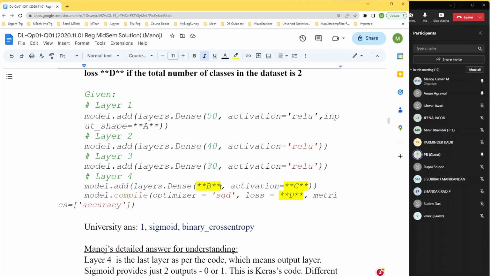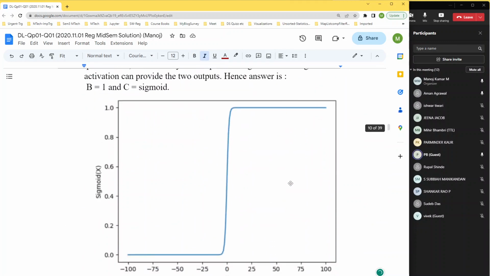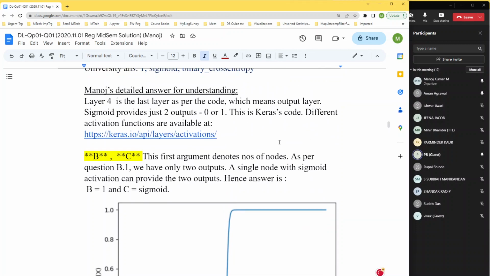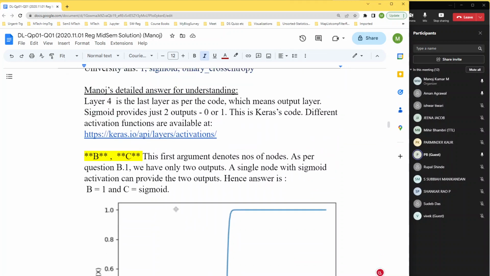So this first one we already understood, the number of neurons has to be 1 only, because the output is only 2, right? The 2 is given in the question. Second is the activation function. Here we have the ReLU, and we know ReLU, right? ReLU will be 0 for the negative values, and then linear for the positive values, like X equal to Y. So ReLU cannot be used in the output because we need only 1 and 0. So we can use the sigmoid. So the answer is sigmoid for the C part.